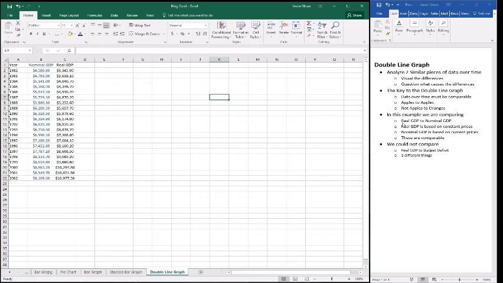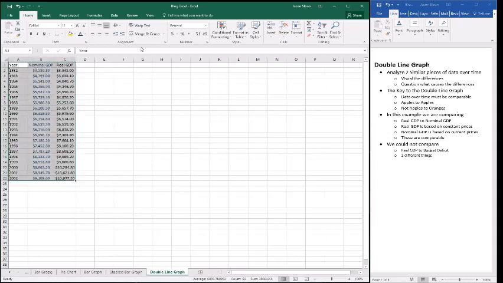So, to give you an example, when we look at this, we're comparing real GDP to nominal GDP. Real GDP is based on constant prices, nominal GDP is based on current prices. So we're looking at two forms of GDP over the exact same time period using different dollar amounts. So these are comparable to us. On the other hand, we could not compare, say, real GDP to a budget deficit because those are two different things. Even if we did them over the same time period, there's not any way for us to really compare those two terms.